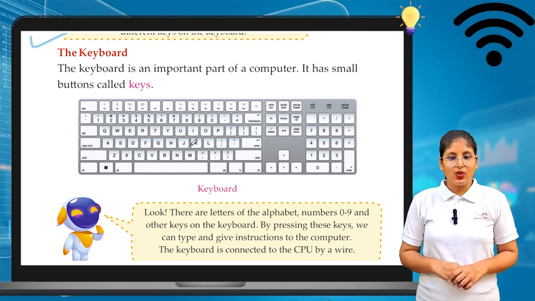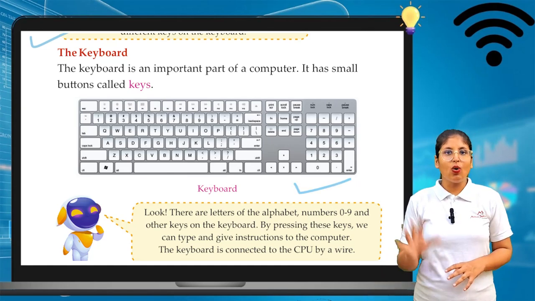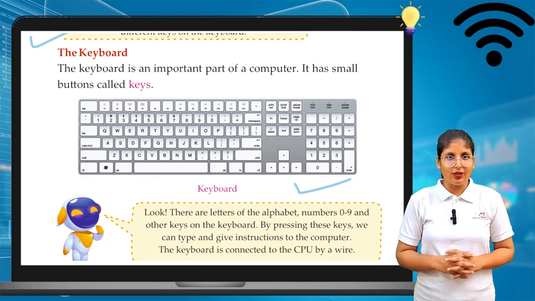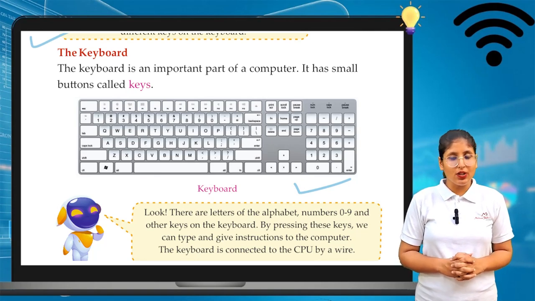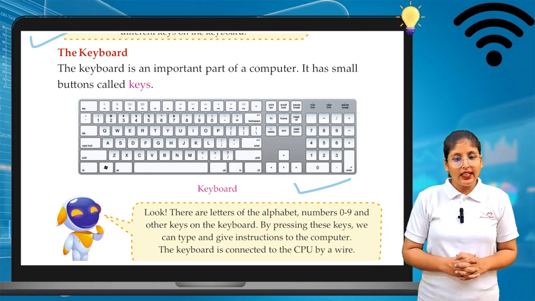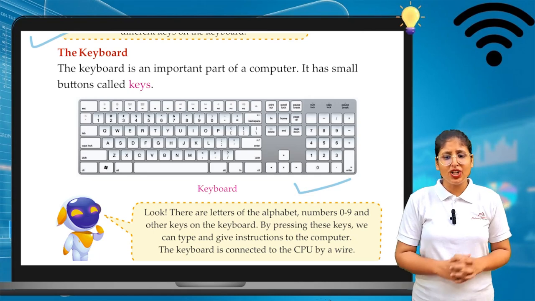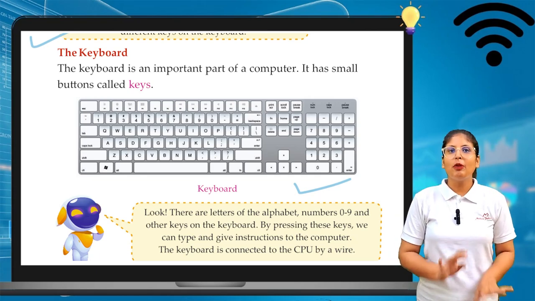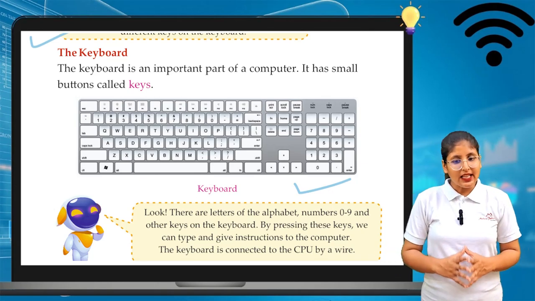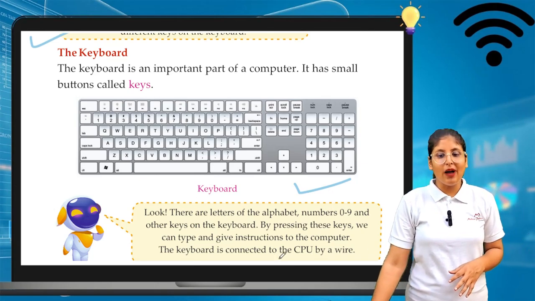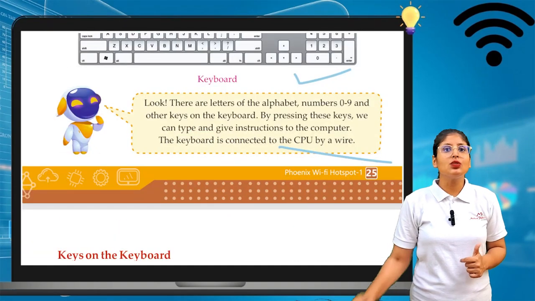Okay, so this is the look of the keyboard. Look, there are letters of the alphabet, numbers 0 to 9 and other keys on the keyboard. By pressing these keys, we can type and give instructions to the computer. The keyboard is connected to the CPU by a wire.